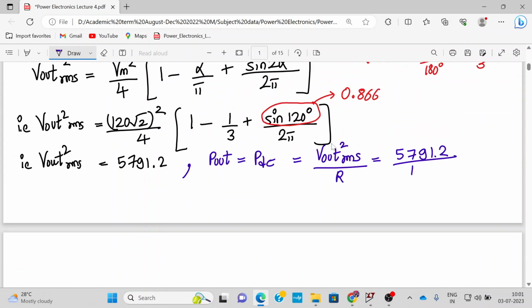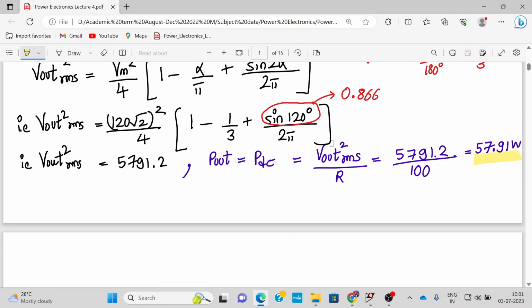The value of R is around 100 ohm. So what's the value of P out or PDC, the average output power absorbed by the resistor? It's 57.91 watt. Alright, so that's the value of P out or PDC.